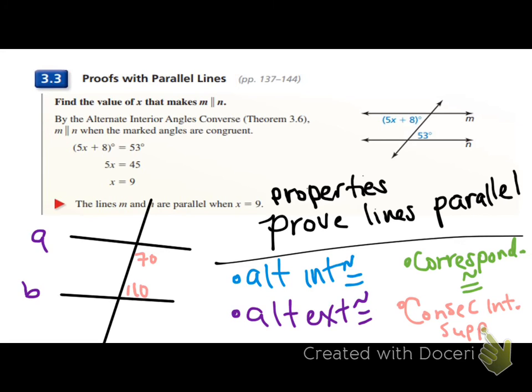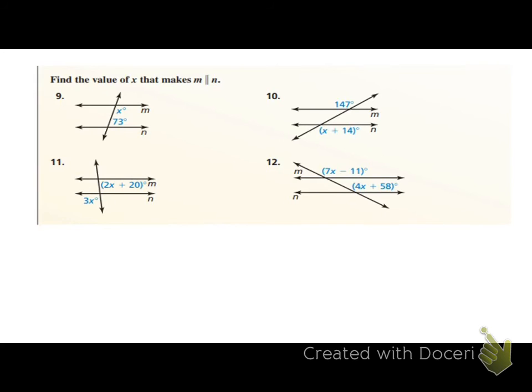So, knowing that, we want to find the value of x that makes these lines parallel. So, in number 9, what relationship do these two angles have? Consecutive interior. What measures do consecutive interior angles have to be in order for the lines to be parallel? They have to be supplementary. So, what do I do to find x? Subtract from 180. So, x equals 107.